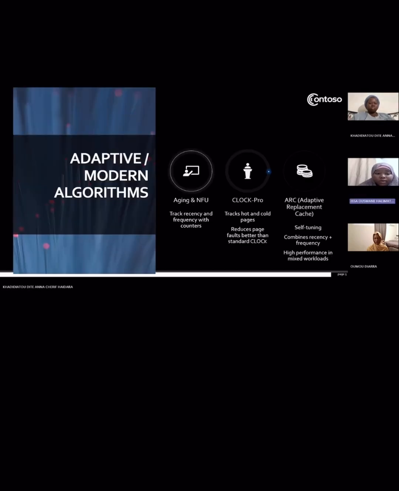On to the next slide, we have the adaptive and modern algorithms. As workloads became more complex, classical algorithms were not always enough. So modern algorithms try to combine recency and frequency of page usage. Firstly, we have aging and not frequently used. These approaches use counters to measure how often and how recently pages are accessed.